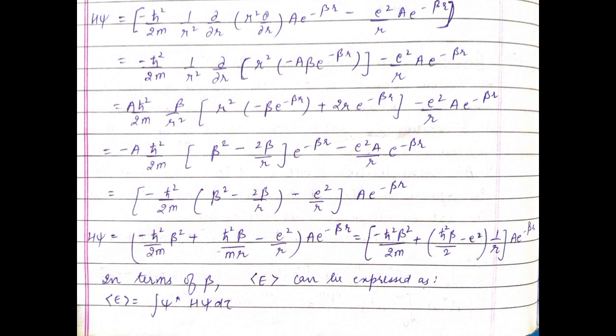So we will get H psi equal to minus of h cut square by 2m, 1 upon r square into del by del r into r square into del by del r of a e raised to minus beta r, minus of e square by r a e raised to minus beta r. Now we will multiply this term inside the bracket.